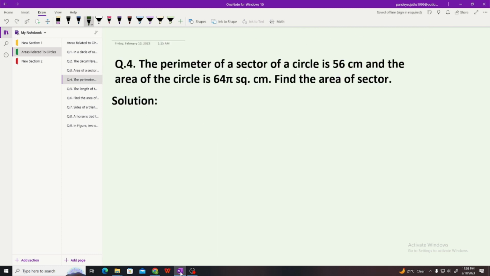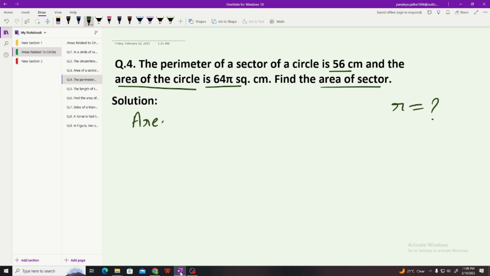The fourth question is, the perimeter of a sector of a circle is 56 centimeter and the area of the circle is 64 pi square centimeter. We need to find the area of sector. Just check in this question, radius is missing. So we are going to find the radius with the help of area of circle.